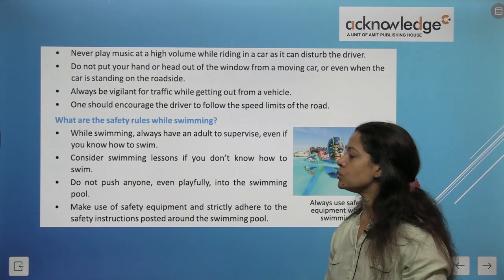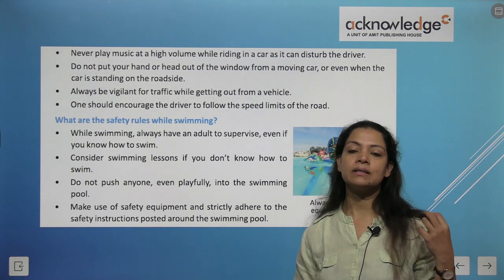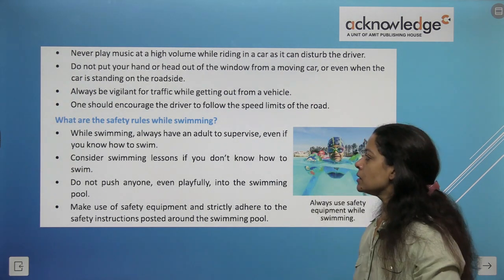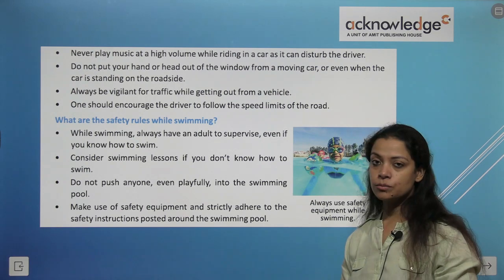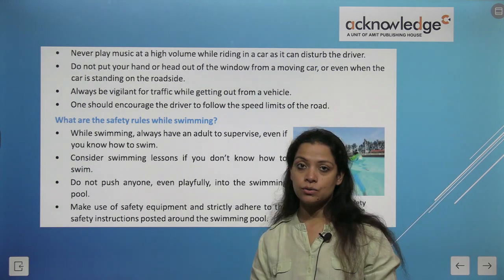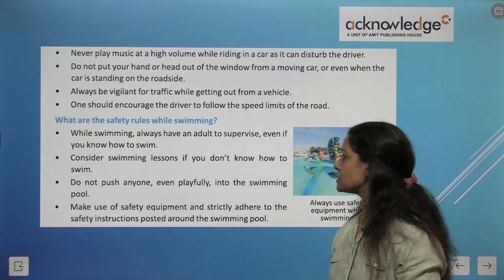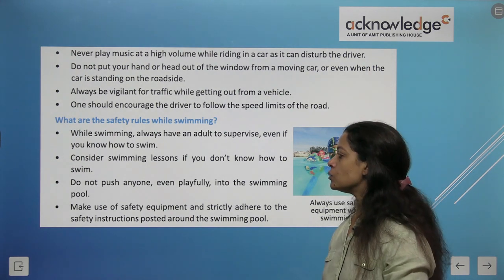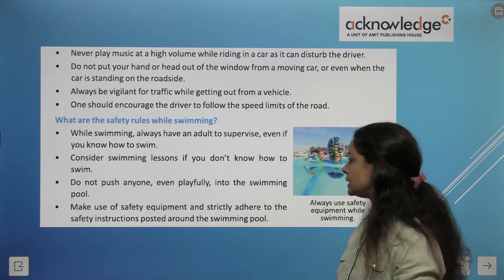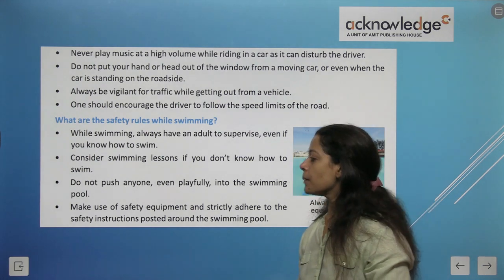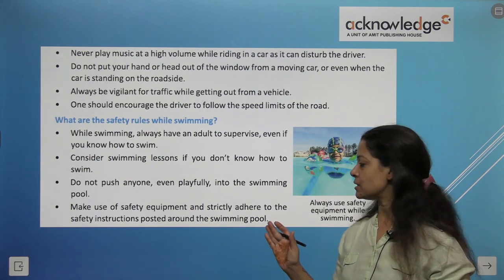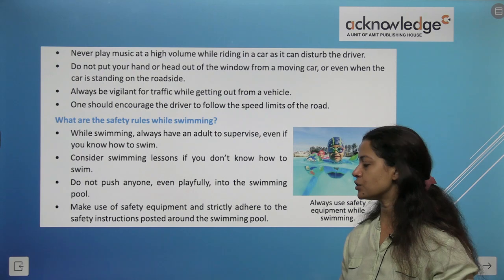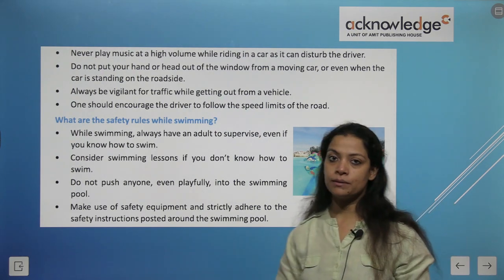Now, what are the safety rules while swimming? While swimming also, there are some rules to be followed. So, always have an adult to supervise even if you know how to swim. Consider swimming lessons if you don't know how to swim. Do not push anyone, even playfully, into the swimming pool. Make use of safety equipment and strictly adhere to the safety instructions posted around the swimming pool.